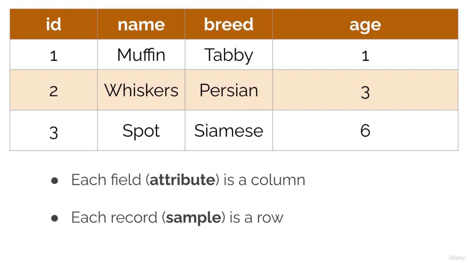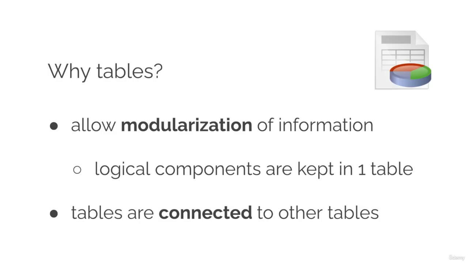Take a look at an example. Here we have a table describing 3 cats, where each field or attribute is a column, and each row or sample is represented in a row, also called a record.